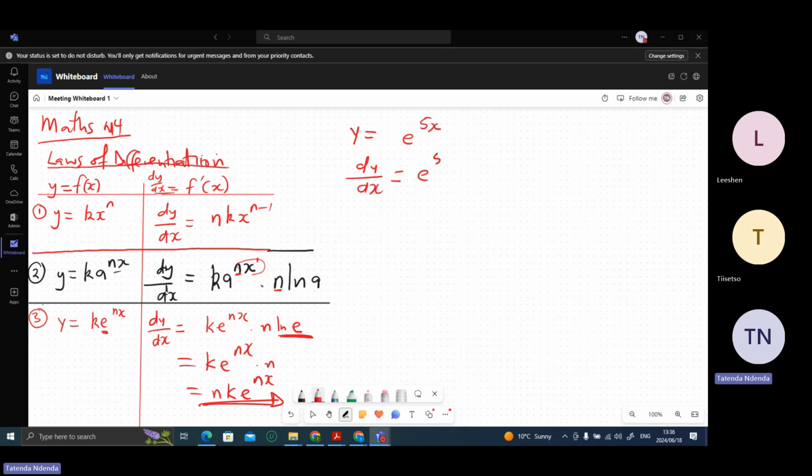which is e to the power of 5x, right? Multiplied by, what is the derivative of 5x? It's 5. So your answer will be 5e to the power of 5x.